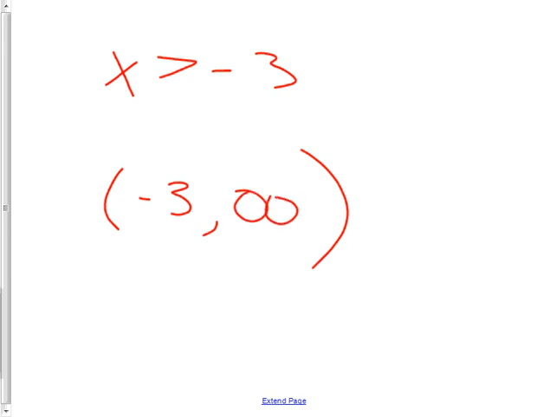Can it be negative 3? No, because it doesn't have an or equals, so I put a parenthesis. If this had an or equals, I'd put a bracket. So it's just basically writing it with the parentheses. That's interval notation. I think the rest of those should be easy for 37. Just write them with sets of parentheses.